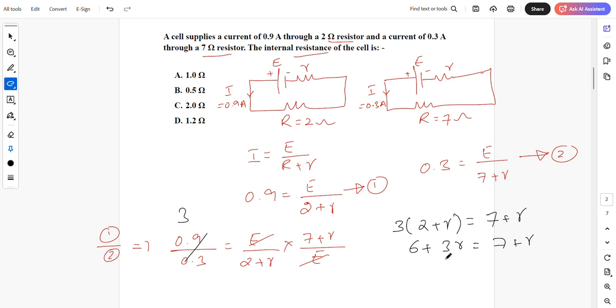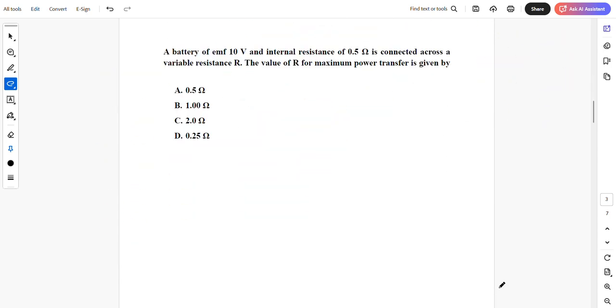6 plus 3r is equal to 7 plus r. I will take this across: 3r minus r is 2r is equal to 7 minus 6, so r is equal to 1 by 2, that is 0.5 ohm. So the internal resistance is 0.5 ohm. This is very easy. If you remember this formula, you just divide and get the answer. r is 0.5 ohm.